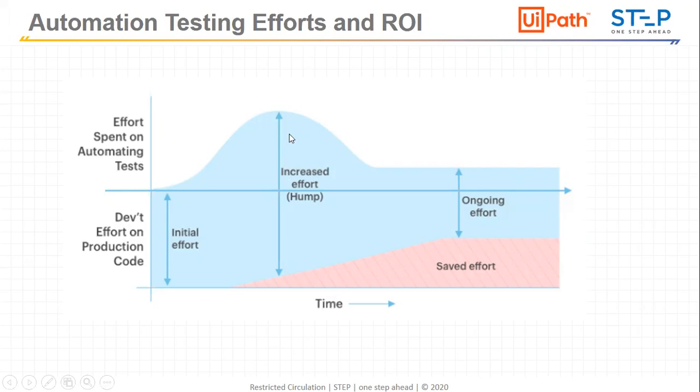So that's the reason we need to see that these are the efforts which we are going to put in at the start, and then we will see the good ROI out of it. And these are the saved efforts. You can see in pink, these are the saved efforts.